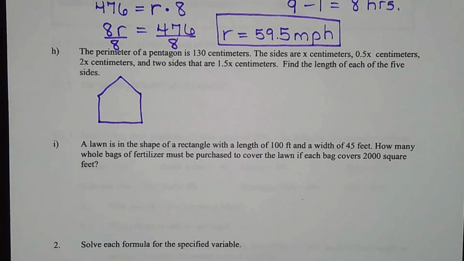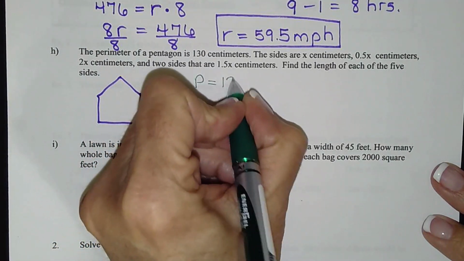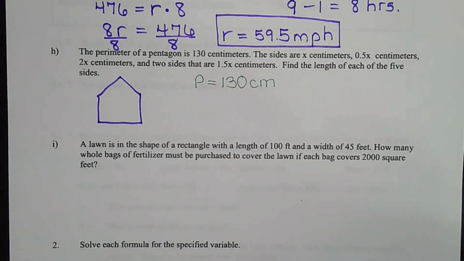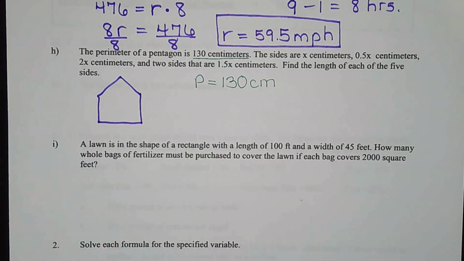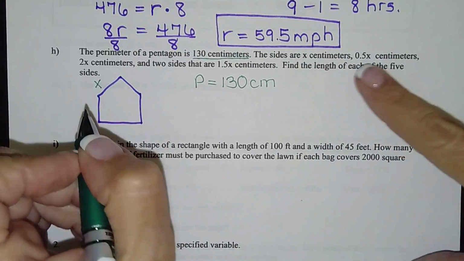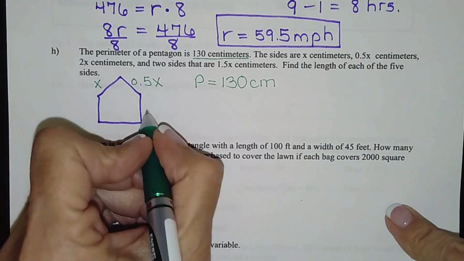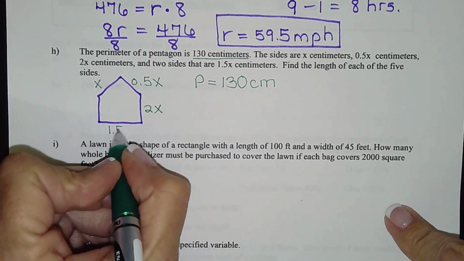Okay, so the perimeter of a pentagon, so they're already telling us the perimeter is 130 centimeters. And anytime I come across important information, I write it down because sometimes it gets lost. And when you're working computer tests, you can't underline it. So in lieu of underlining it, write it down. Okay, the sides are X centimeters, 0.5 X centimeters, 2X centimeters, and 2 sides are 1.5X.